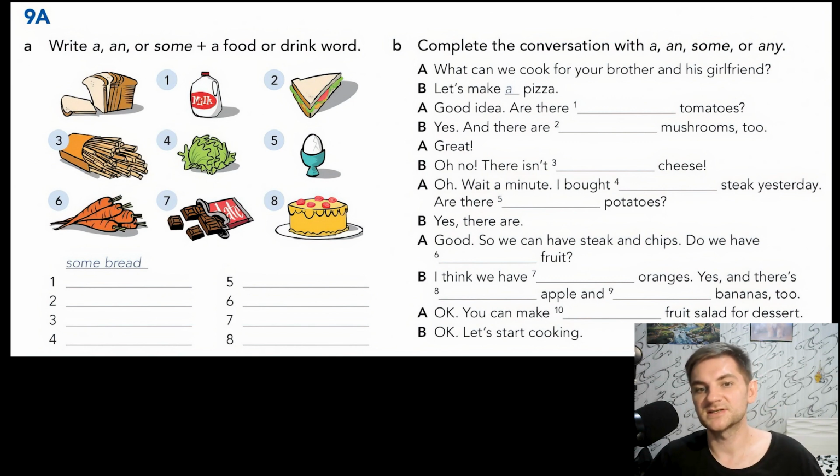В упражнении в части A нужно написать либо артикль, либо some и название какой-то еды, либо напитка. То есть, я думаю, здесь все понятно. В части B нужно будет заполнить разговор либо артиклями a, an, либо вставить some, либо any. Вот это прям замечательное упражнение. Как обычно, попробуйте пробежаться глазами, сделать как сможете, а затем у вас будет доступен разбор с ответом, посмотрите, послушайте, и, может быть, все уляжется в голове. Let's go!